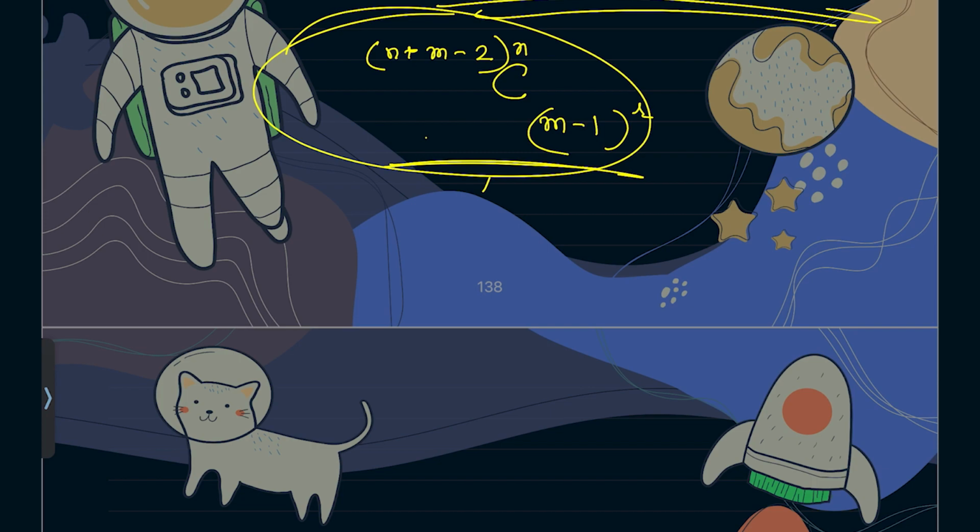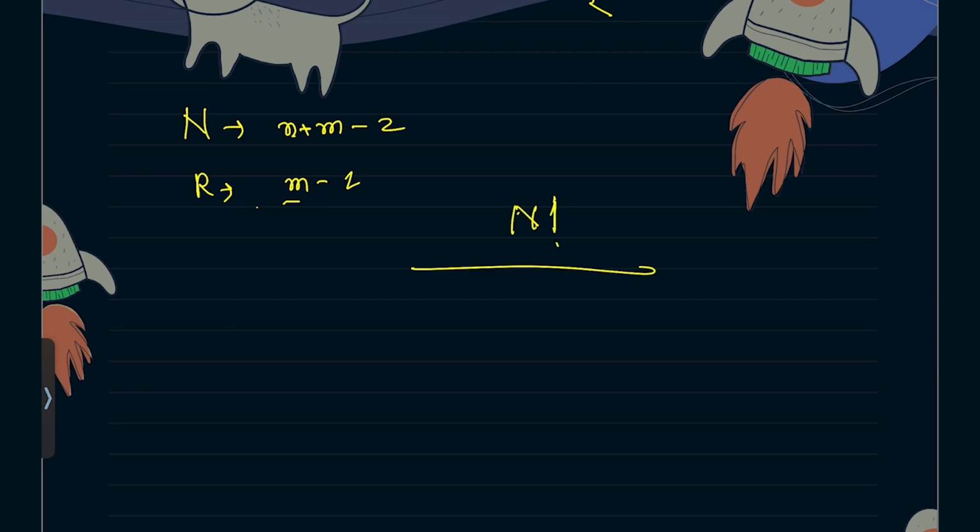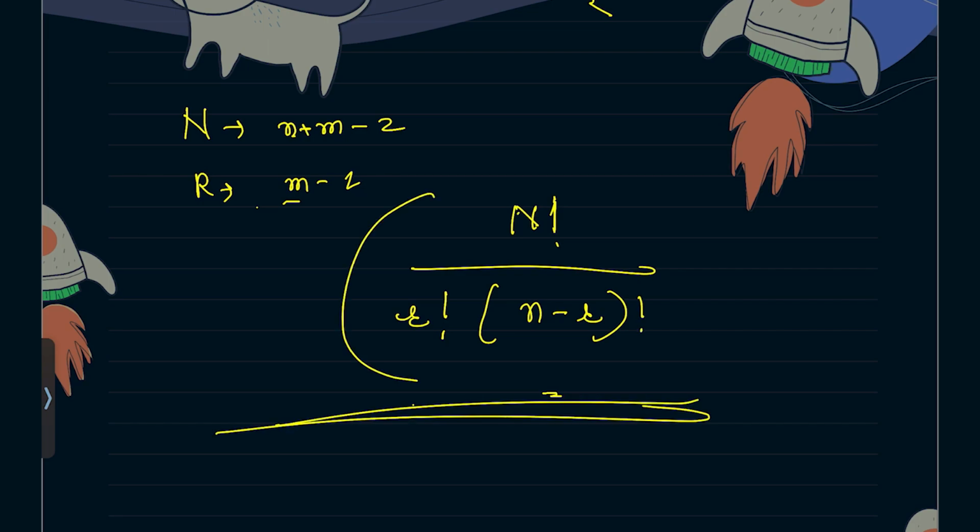Now what is the formula of n choose r? Here the value of n is n plus m minus 2, which I would simply call capital N, and the value of r is nothing but m minus 1. The formula of n choose r is n factorial divided by r factorial multiplied by (n minus r) factorial. Seems simple. You can calculate this and return the answer and that would be sufficient.